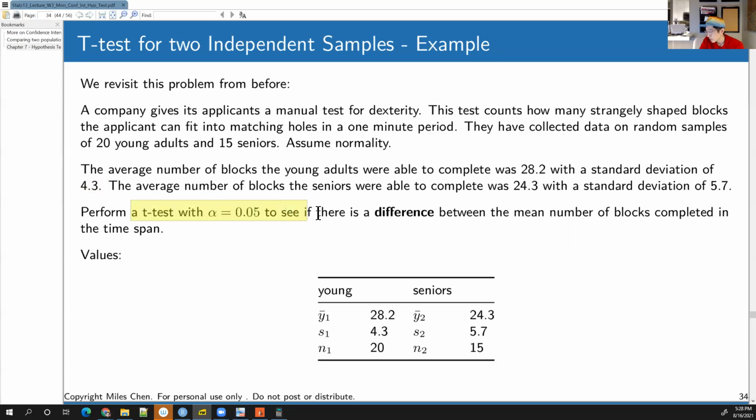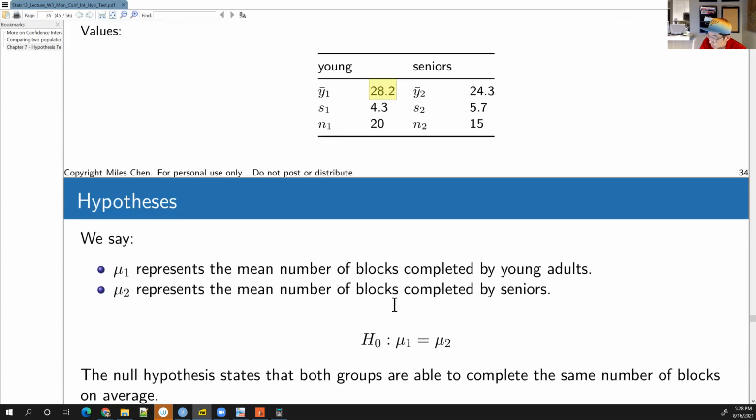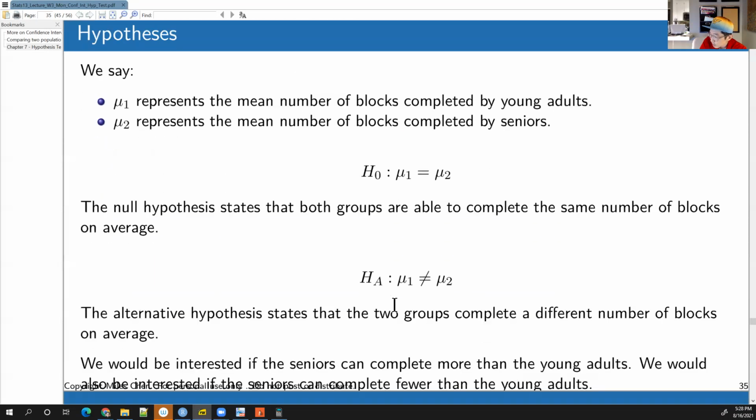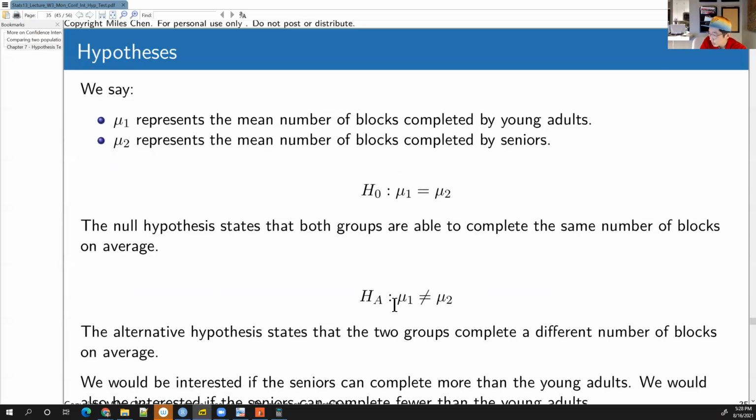And we're going to perform a t-test to see if there's a difference between the mean number of blocks completed in the time span. So here, we're just interested if one group is either larger or smaller than the other group. And this is not directional. We're not trying to see if the young adults can perform better than the seniors or something like that. Here, we're just looking for a difference. Okay. So first, we've got to write our hypotheses.